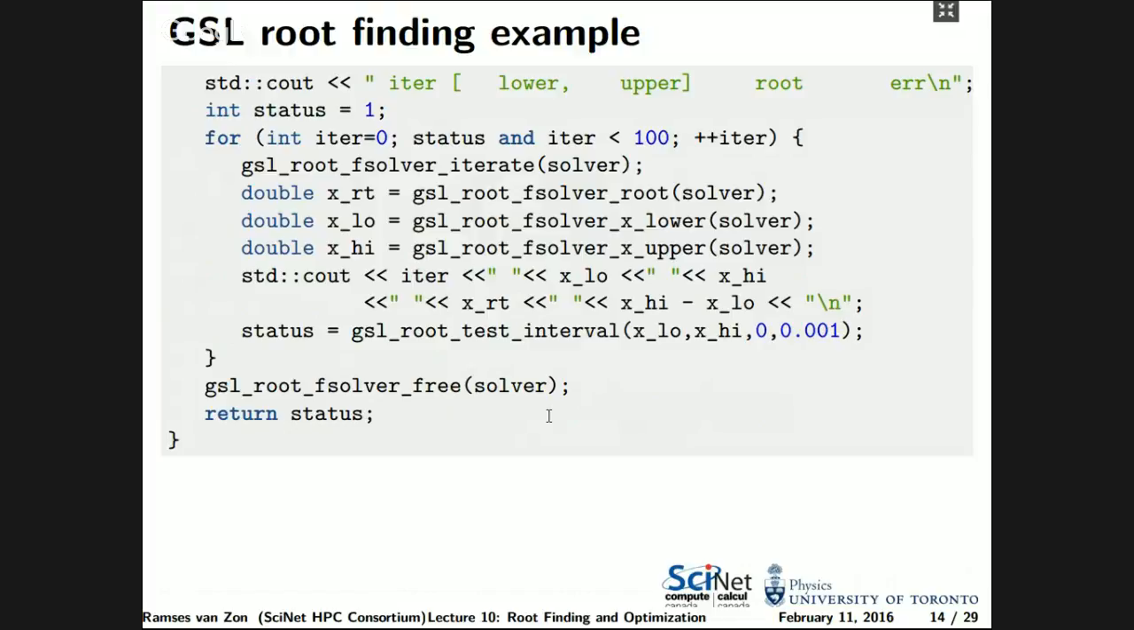So what I should do is probably say, okay, the difference between the two has to be less than some tolerance. For that too, the GSL has a little function called test interval, and it just tests whether this interval between x low and x high has an absolute accuracy of 0.001. So you can give a relative one or an absolute. In this case, I did absolute.